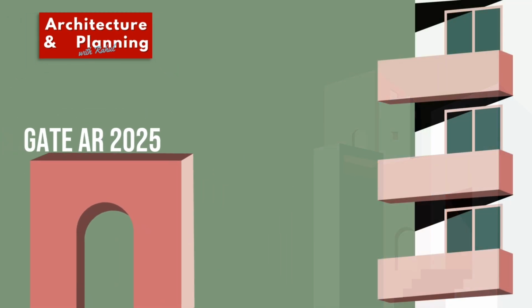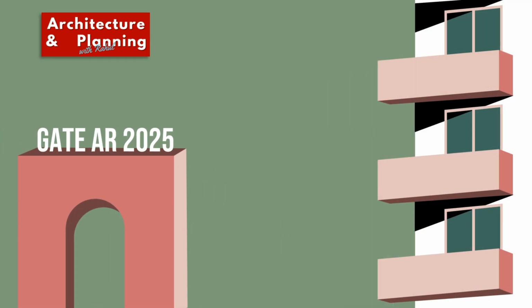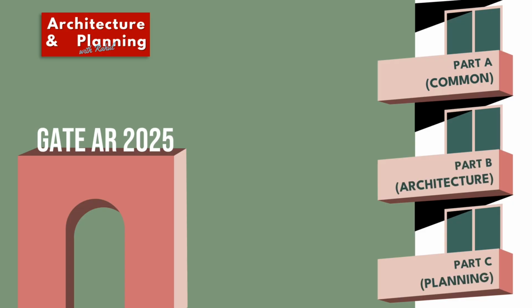This is part 2 of GATE Architecture 2025 question paper. In the first part, we already covered questions asked in common section of GATE Architecture 2025. This question paper is divided in 3 parts other than aptitude, and today we are going to discuss its planning section.